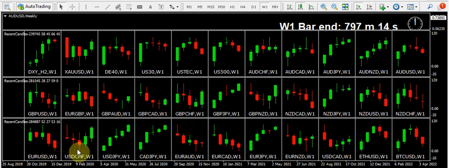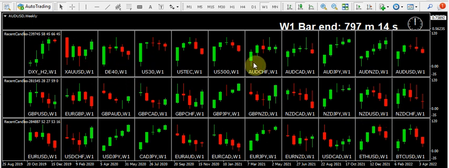So euro and Swissy, the US dollar Swiss, often work in the opposite direction. Cable and euro tend to work in a similar direction, so these three would be related. Then pound and euro would give an idea of what's going on there. So correlation is a thing.